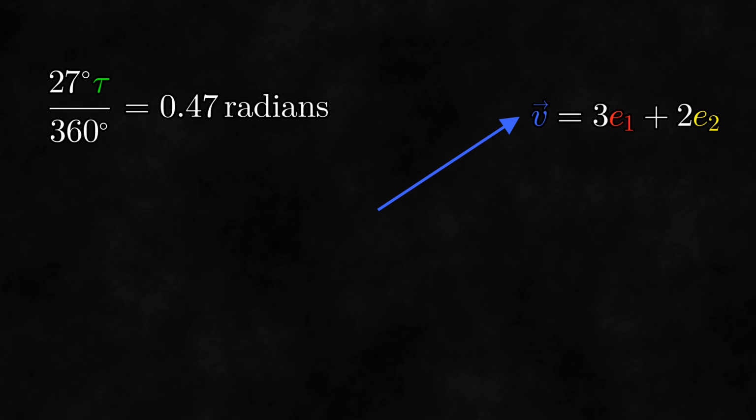Let's look at an example. Say we wanted to rotate the vector 3e1 plus 2e2 by 27 degrees. We first need to convert the angle to radians. Then, we just calculate the vector times e to the i times the angle.